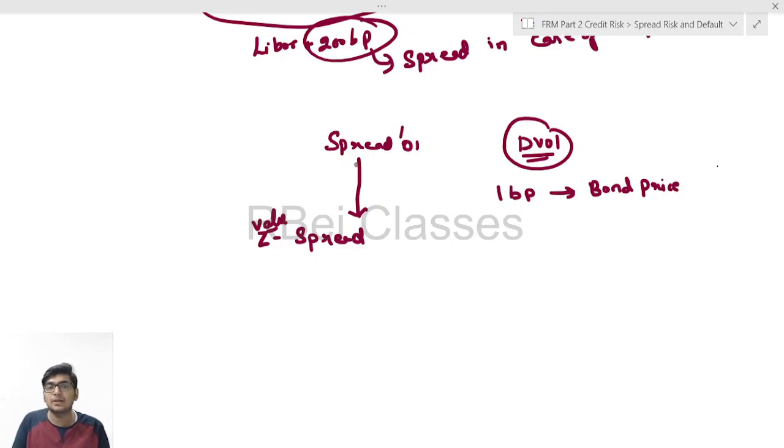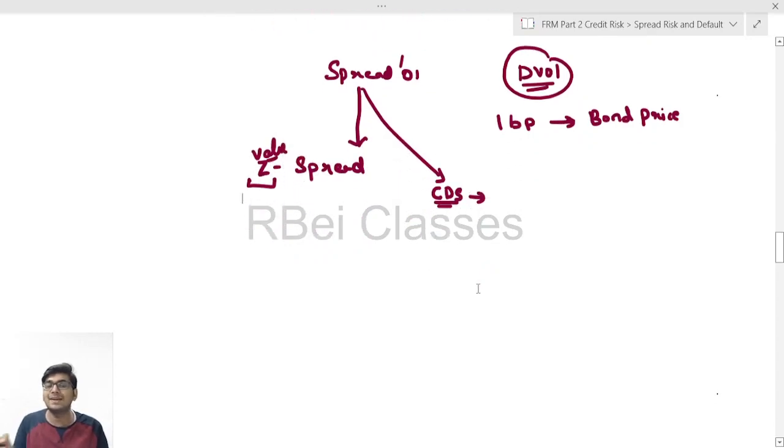Clear? You can also calculate it in a different way with the help of the CDS. If you change the CDS, what will be its impact on the price of the bond? Clear? On one side you are changing the Z value to find the change in the price of the bond. On the other hand, you are changing the CDS to find the change in the price of the bond. So here you are playing with the spread to identify its impact, the sensitivity of the bond price. How much is the bond price sensitive to the change in the spread?